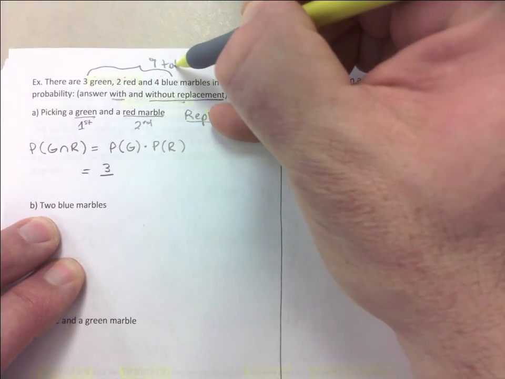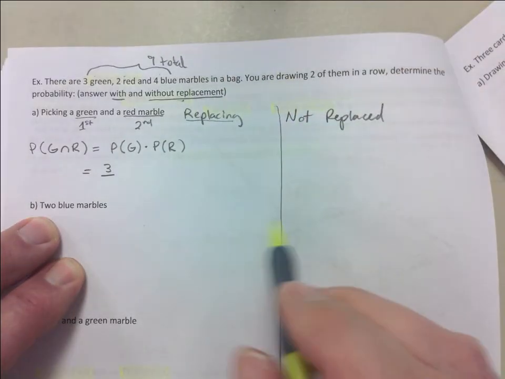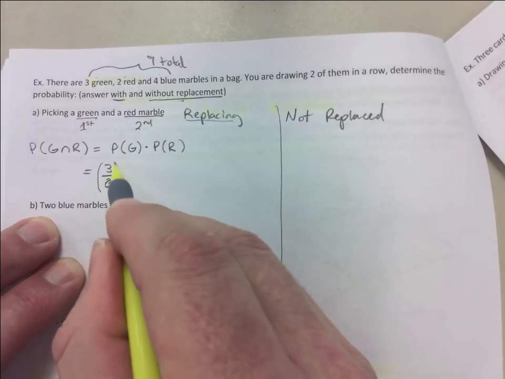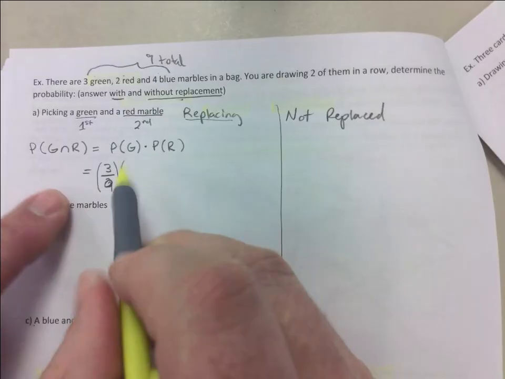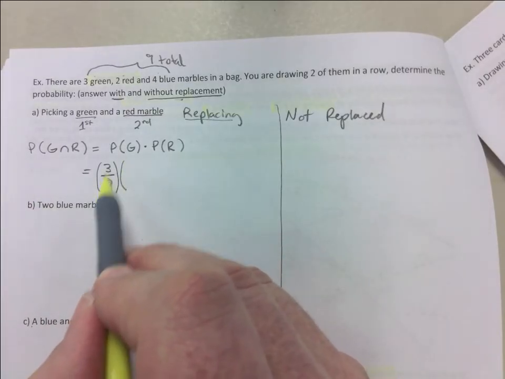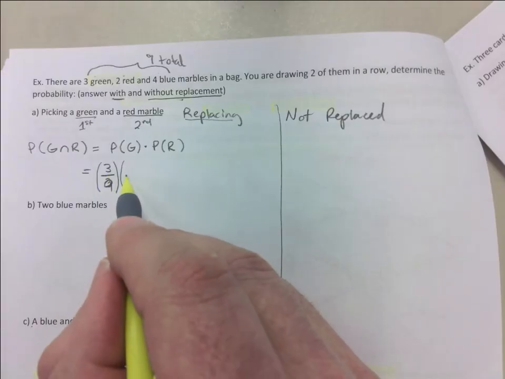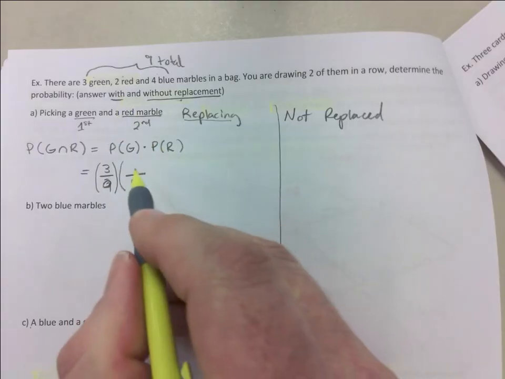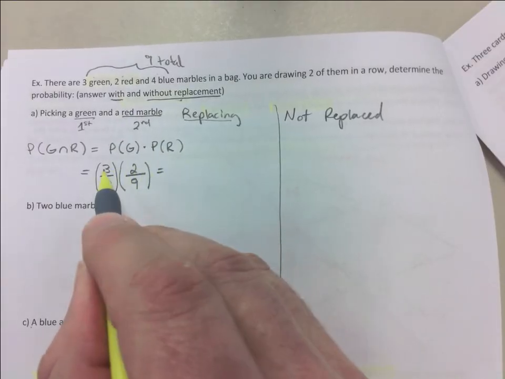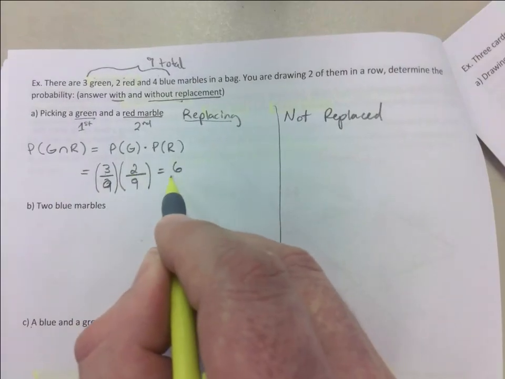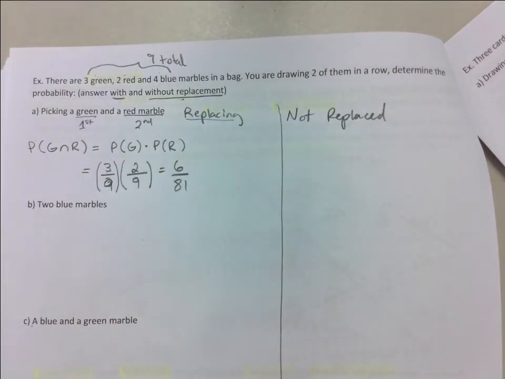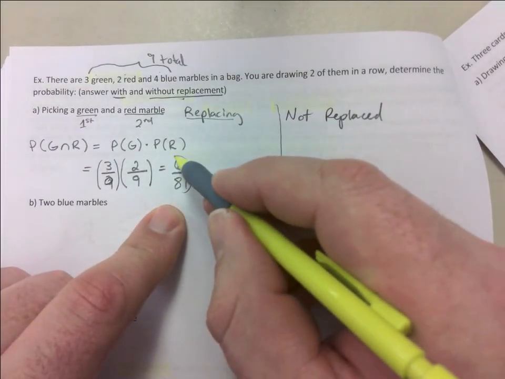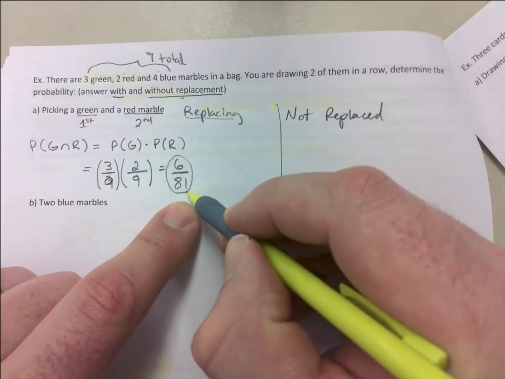9 total. Okay. So this would be 3 out of 9 multiplied by, we're putting this one back, guys. We're putting this green one back into the bag, which means we still have all 9 remaining. How many are red? 2. So this would simply be 2 times 3, which is 6 over 81. You're done. Okay? This would be the answer in this case.